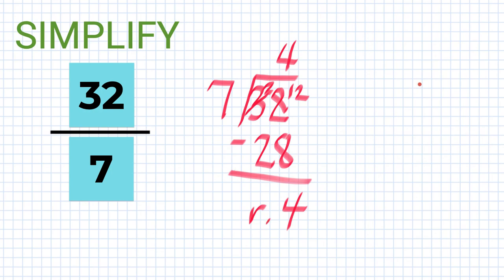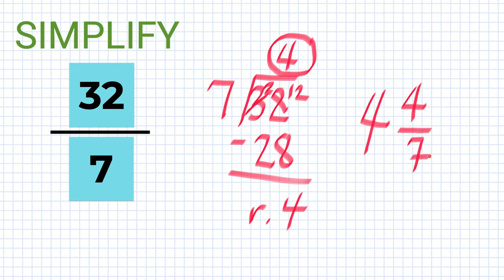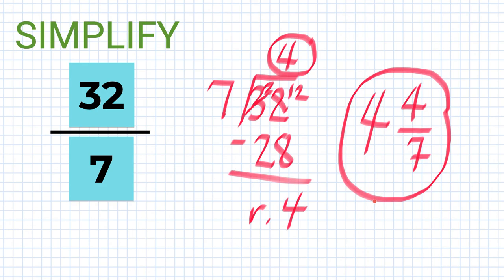So our whole number here, which is the quotient, is 4. The remainder is 4, and that will be the numerator. And simply copy the denominator, which is 7. Now, try to check. Is this final? Yes, it is final because 4 over 7 is simplified already. You cannot find any number aside from 1 that can possibly divide 4 and 7. So this is the final answer, or the simplified form of 32 over 7, or 32 sevenths.